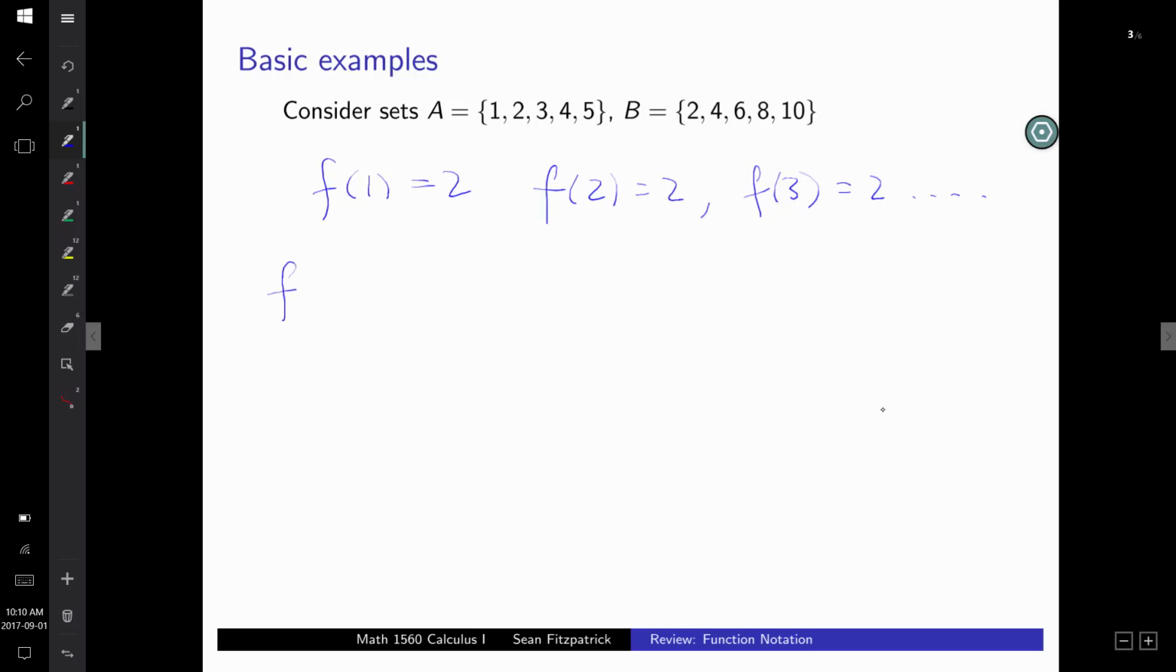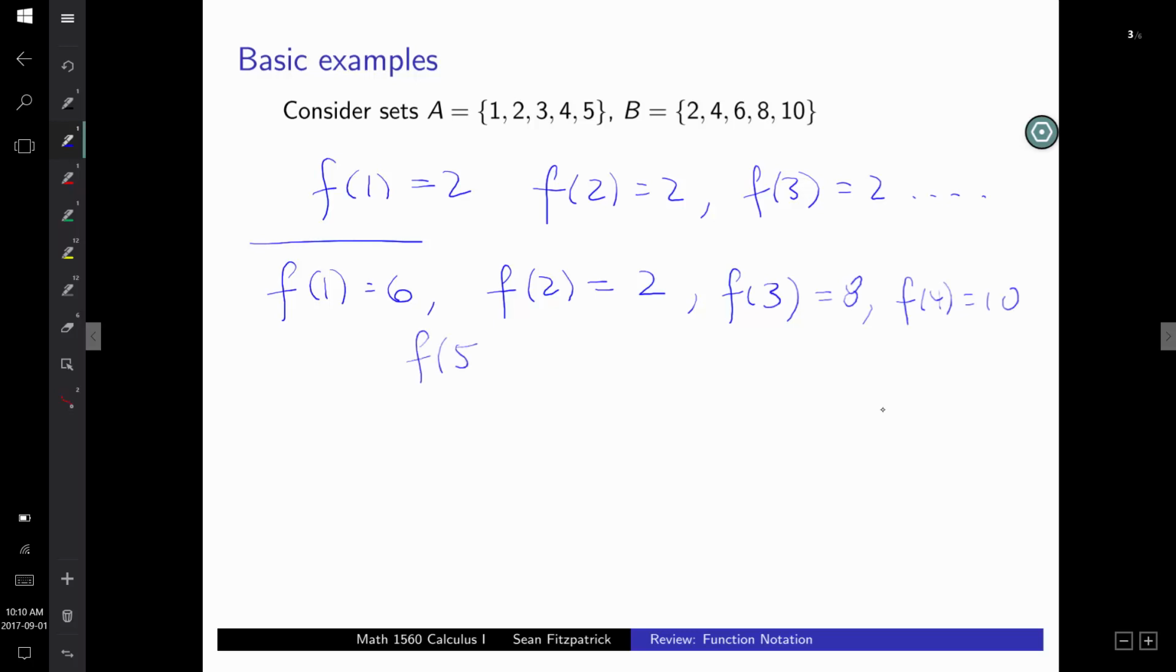I could do something like f of 1 equals 6, f of 2 equals 2, f of 3 equals 8, maybe f of 4 equals 10, f of 5 equals, let's say 6 again, something like that. So notice that every element of the set A is accounted for. That's required in the definition of the function. Not every element in the set B is accounted for.